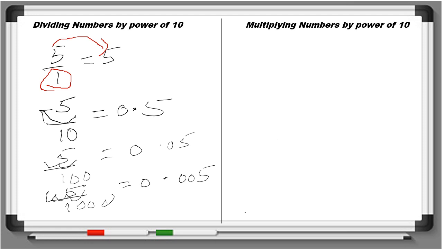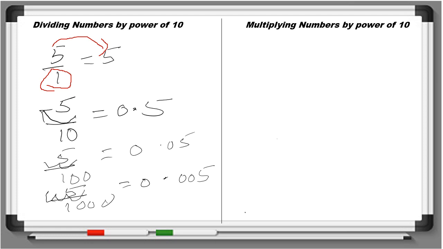Whenever we divide a number by 10, the number becomes smaller. If I divide 5 by 100, that means I am making 100 parts. I am dividing 5 into 100 parts, so the number becomes smaller, 0.05. If I divide 5 into 1000 parts, the number still becomes smaller. So whenever we divide a number by 10, the number becomes small. If we divide by 100, we divide 5 into 100 parts.